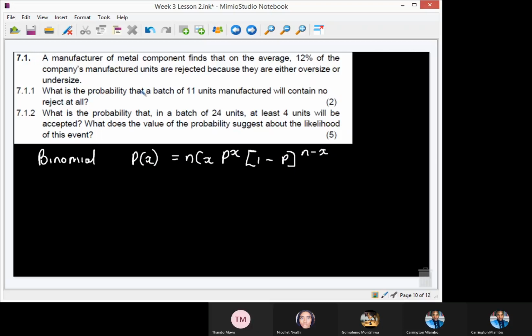Right. Then what is the probability that a batch of 11 units will contain no rejects? So your probability is what? What's your P? What's your P? My probability. It's in the scenario, isn't it? Okay, what is your X?